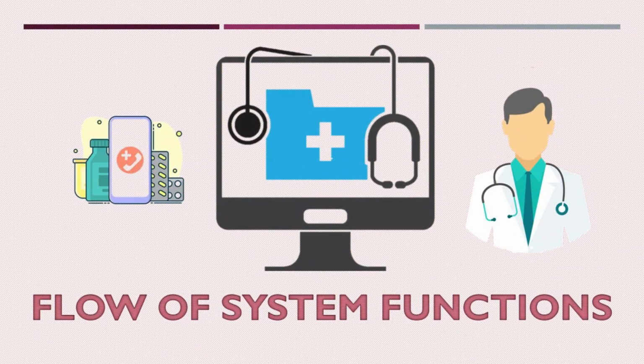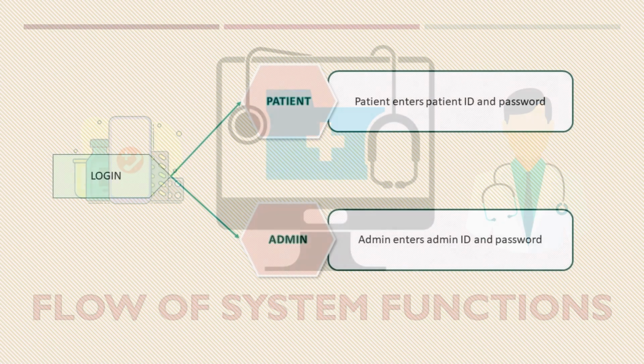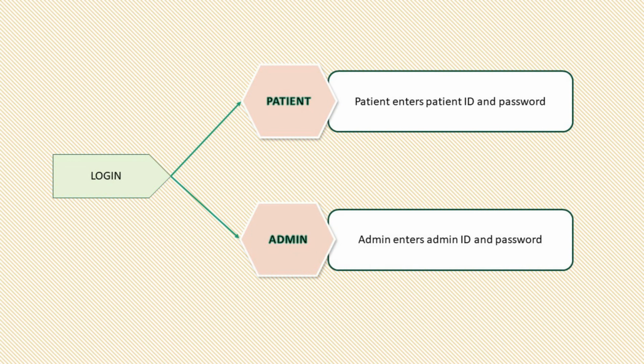We'll move on to the flow of system functions. The system will start off with the user login function, where there will be two main users, which are the patient, who are either USIM staff or students, and the administrator. The patient will enter patient ID and password, while the admin enters admin ID and password. The inputs will then be verified by the system.